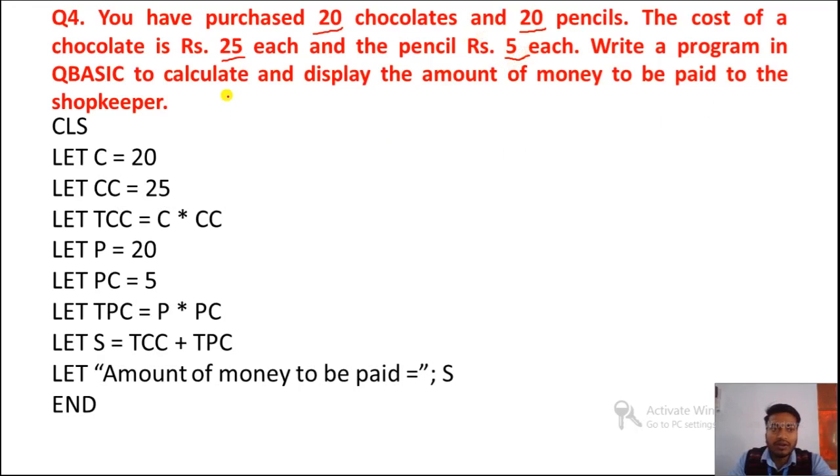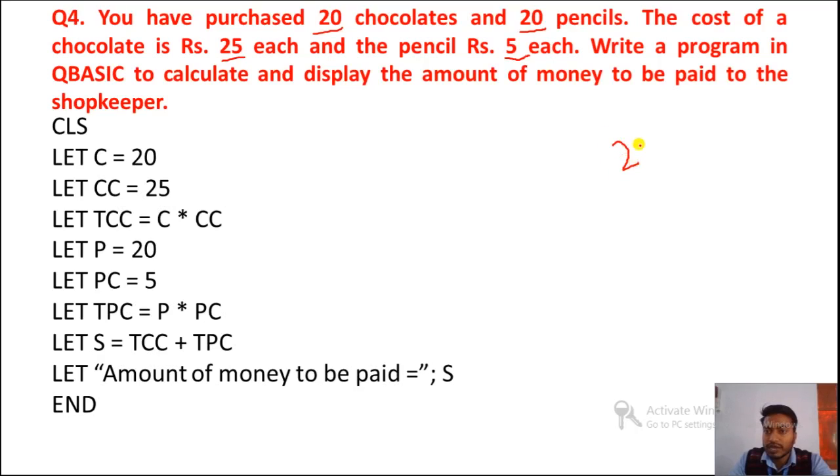So we have to find out, calculate and display the amount of money to be paid. We have to find out the total amount to be paid to the shopkeeper. So how to find out? First we will find out the total amount for chocolate. Okay, so how we'll find?